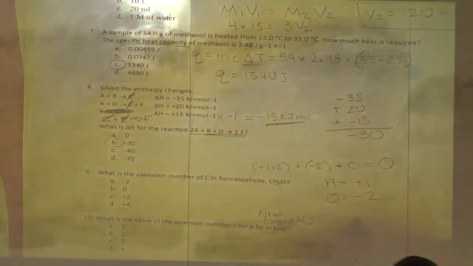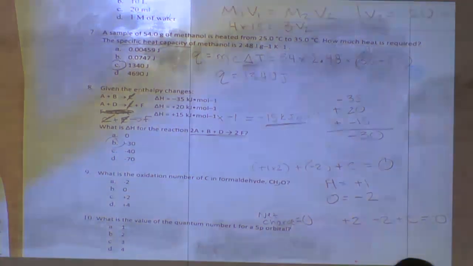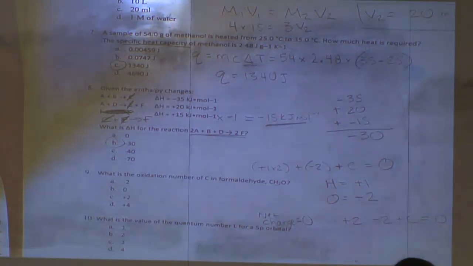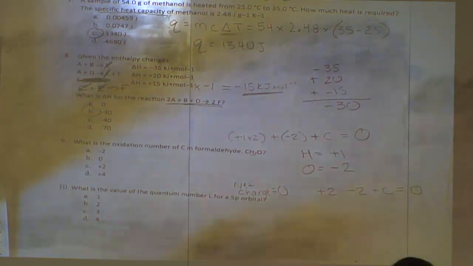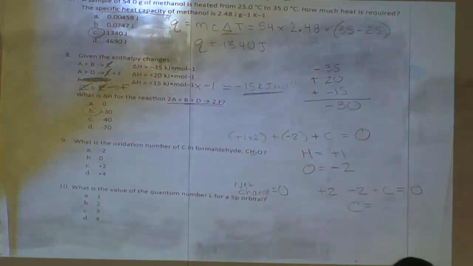So we end up with +2 -2 plus C equals 0. So go ahead and solve that one. Get some practice solving the algebra aspect of this stuff. So 2 minus 2 plus C equals 0. Let me know what you get for C. Are they all going to equal 0? If they have no charge, yes.